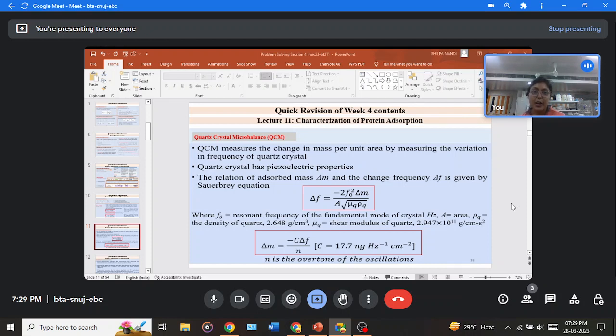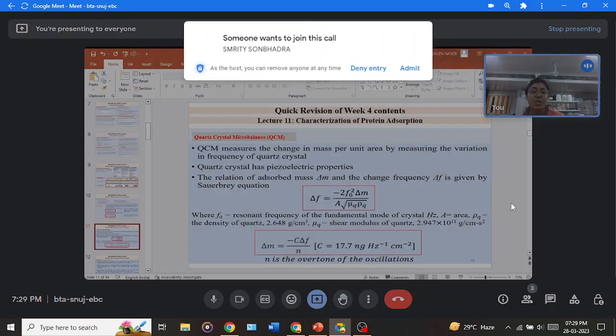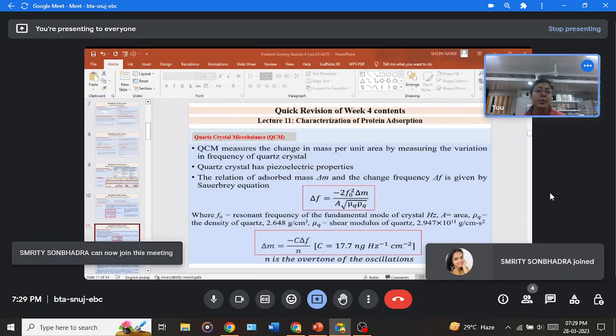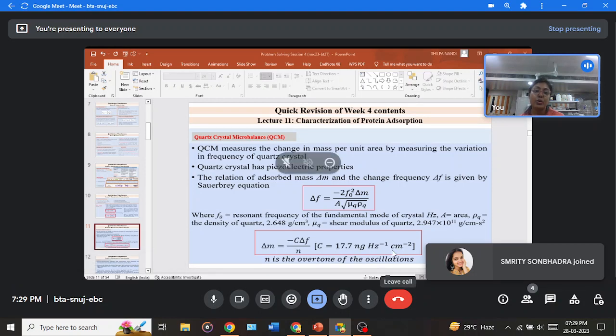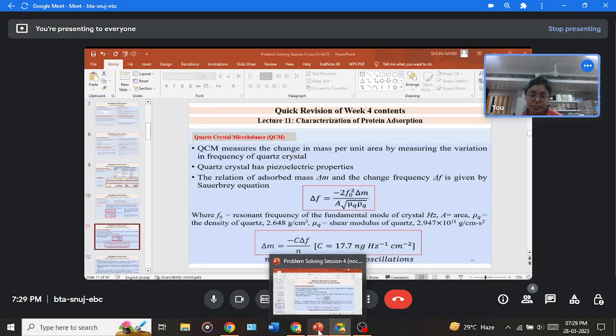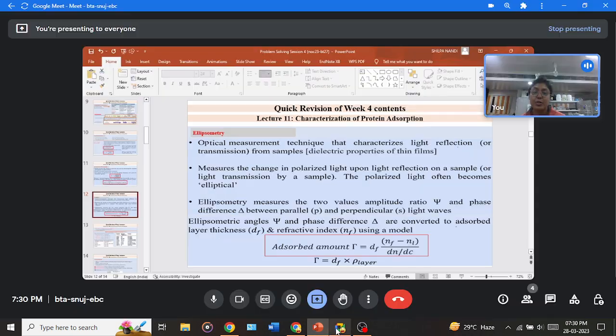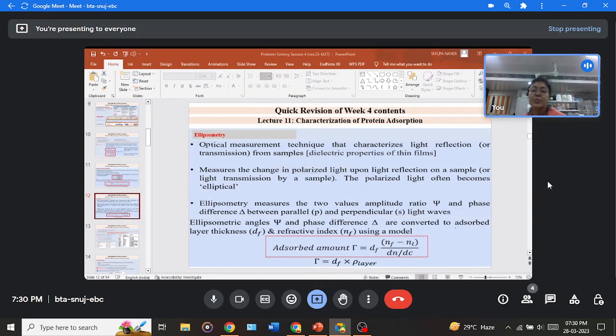So this delta M can also be written as minus C delta F by N. So this C is actually 17.7 ng per hertz per centimeter square. N is the overtone of the oscillation. Fine. We'll move on to the next instrument based method, that is ellipsometry.